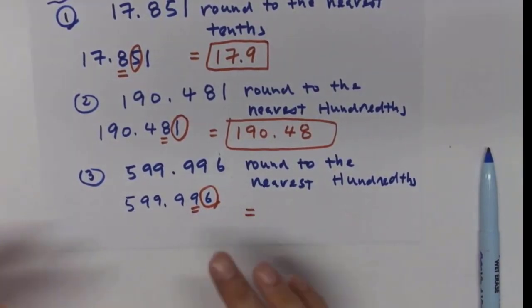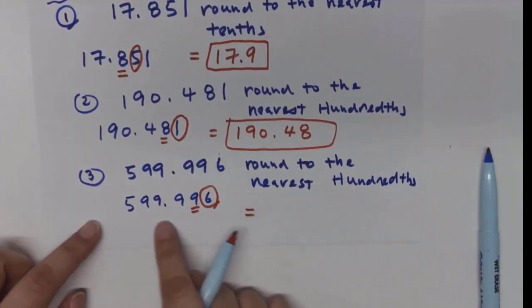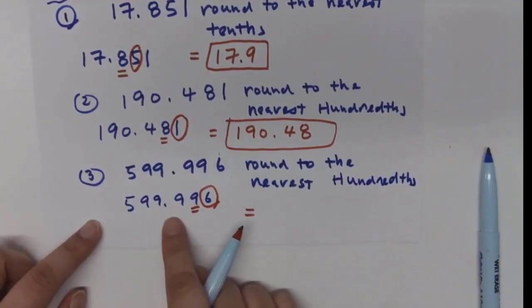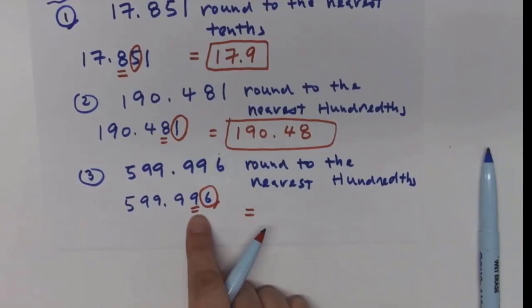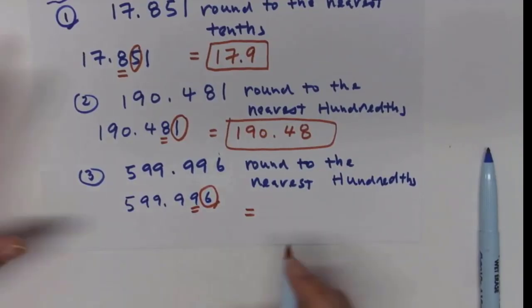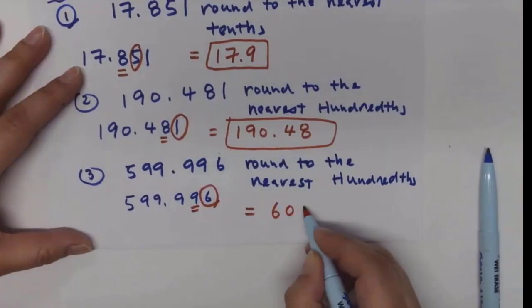It's hard for students to think about it sometimes, so think about it as money. This is $599.99. If I want to round it, it will become 600, right? So this is going to be $600 or 600.